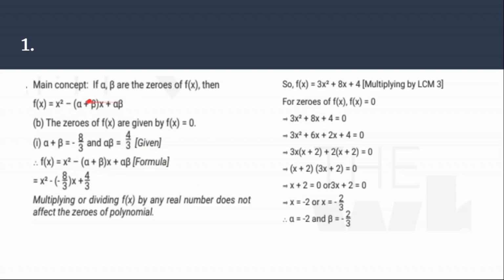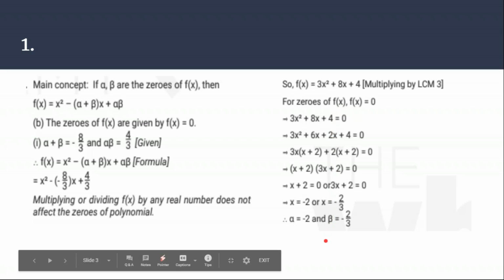Okay. Yeah. So alpha plus beta is given, alpha into beta is given. You substitute it in the equation and you get the required polynomials. And this is how you get the zeros of the polynomial, right? Okay, we'll go to the next question.